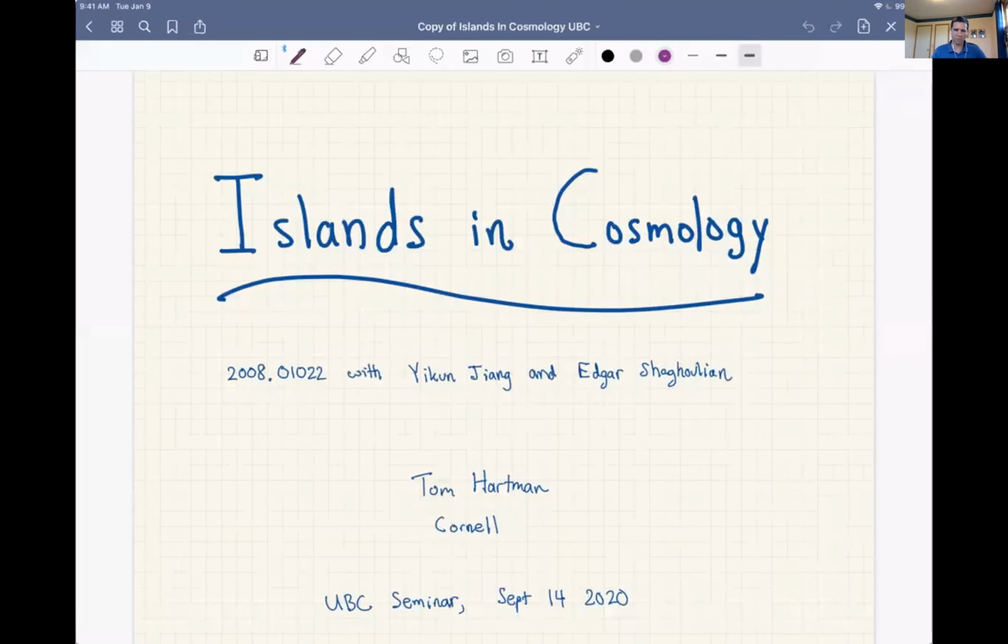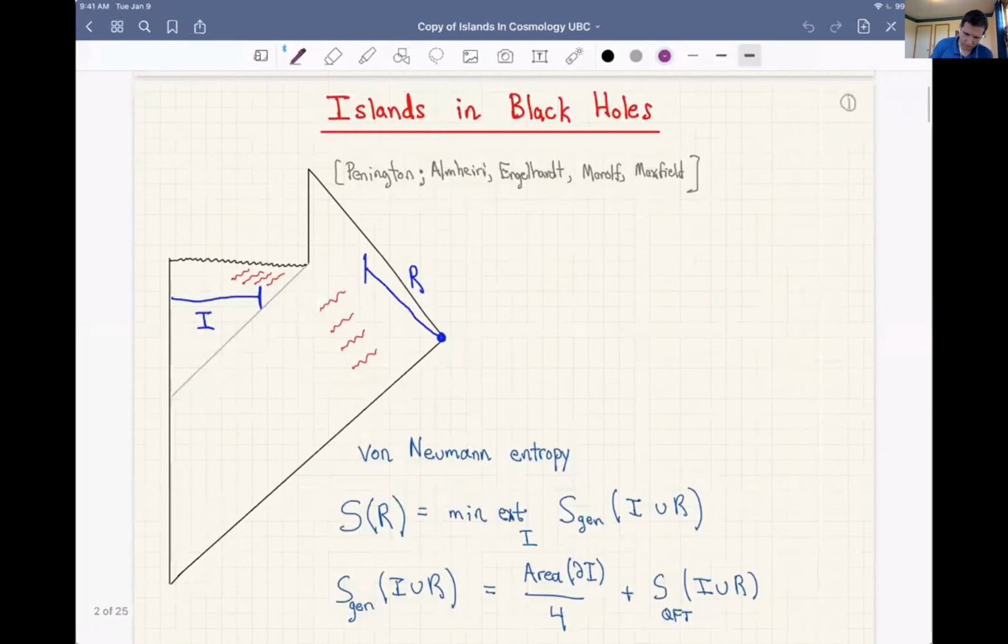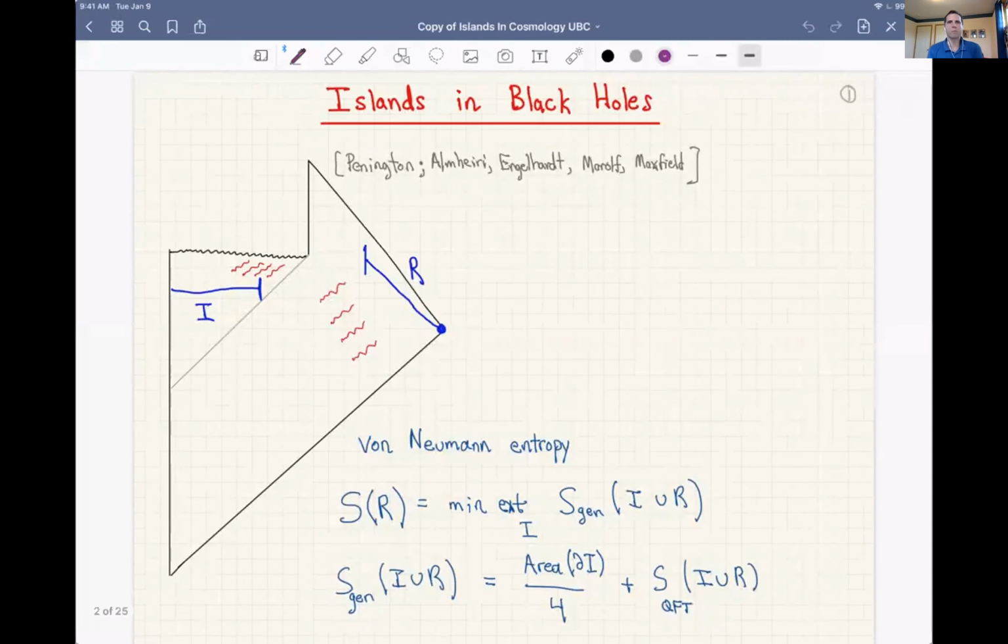So I'm going to tell you about a recent paper with Yikun Jiang, who's a student at Cornell, and Edgar Shaghoulian, who was a postdoc at Cornell and has just moved to Penn. So the islands referred to in the title are quantum extremal islands. And quantum extremal islands have been a hot topic recently in the context of black holes because they've been realized to be an essential ingredient in understanding the entropy of Hawking radiation. So this came out of looking at the entropy of radiation to try to understand the information paradox.